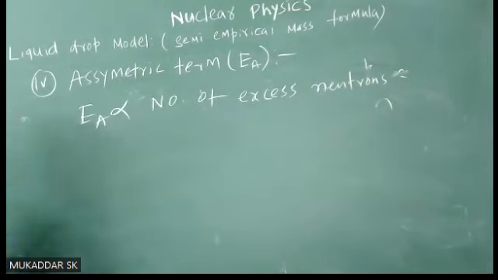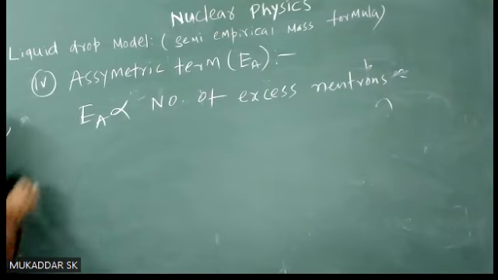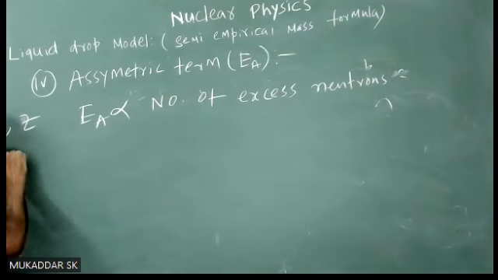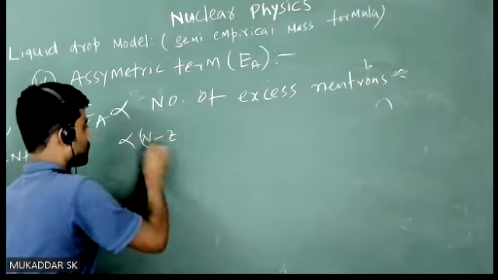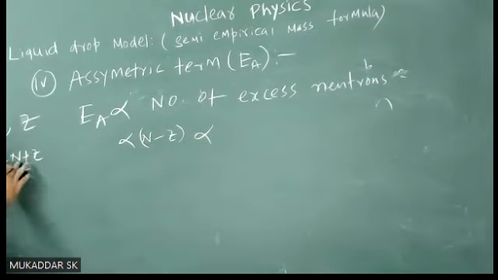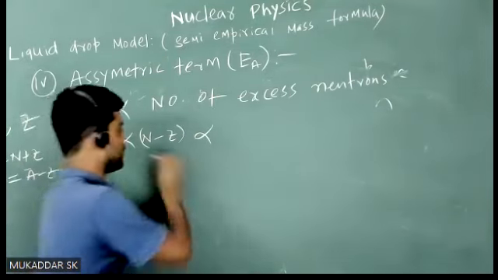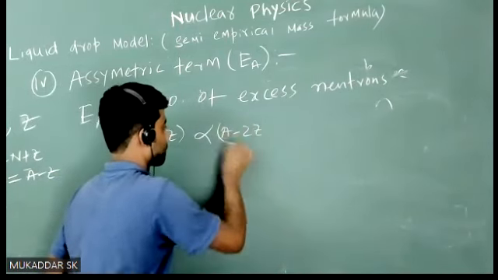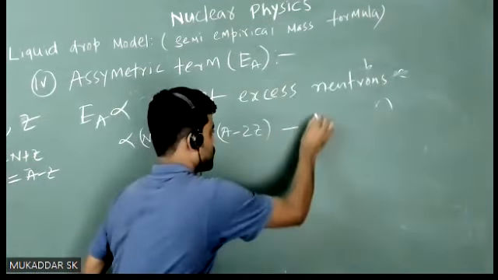Okay, so the number of excess neutrons will be how much? Suppose you have N neutrons and Z protons in a nucleus, and you know that A equals N plus Z. So the number of excess neutrons means N minus Z. Also, since N is nothing but A minus Z, from this equation you can say that the asymmetric energy E_A will be proportional to A minus 2Z. So this is your first observation.